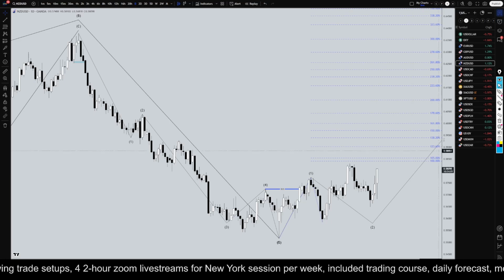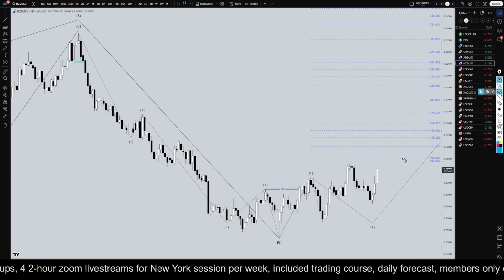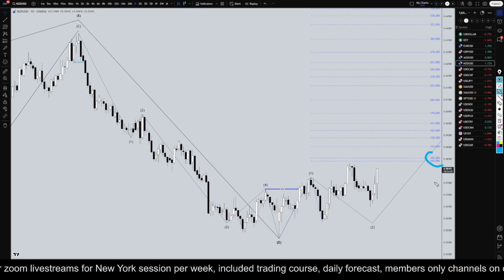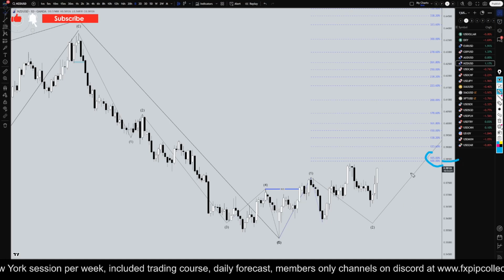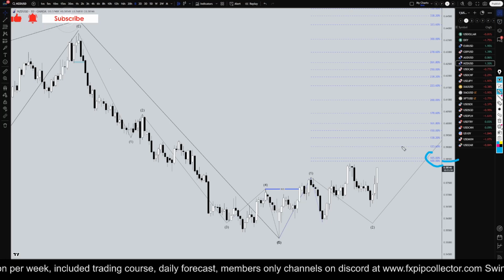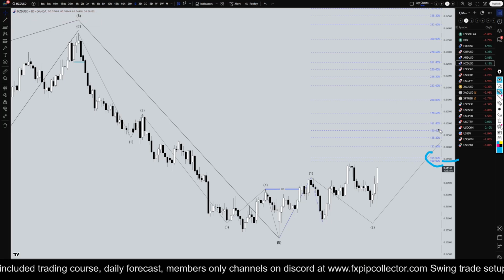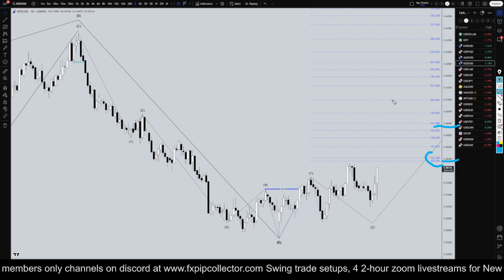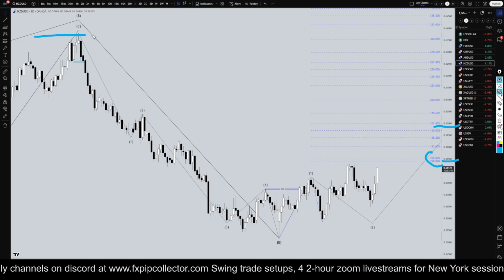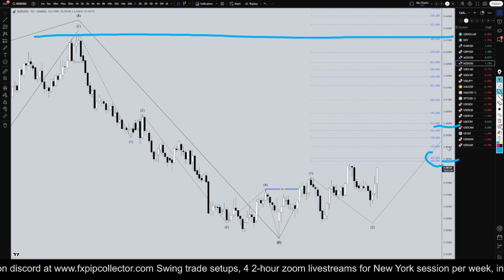So going up to the higher time frames, if this really is a wave C, then I would probably keep an eye on this top right here around the 0.58 area. If it's really a wave 3, which I personally think it is, then I would think that it would go at least to the 0.6 area and most likely lots and lots higher than that. I actually think eventually it's going to take out these highs, but that's like a yearly outlook.